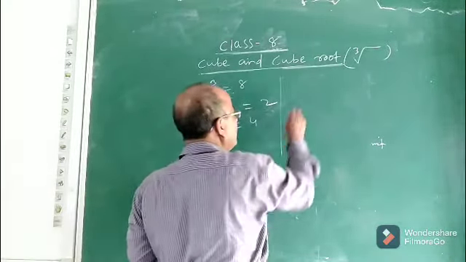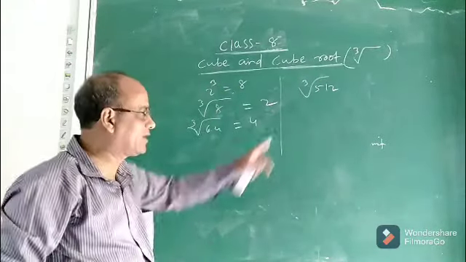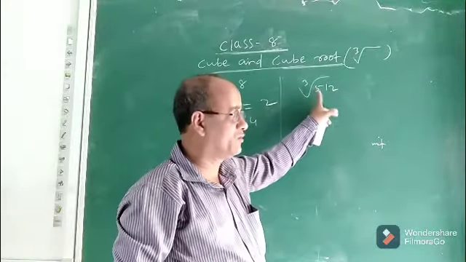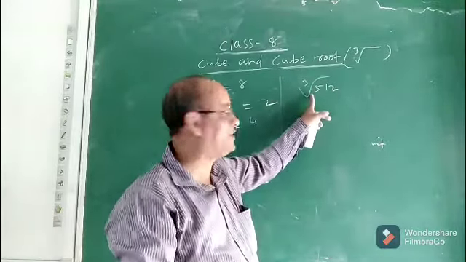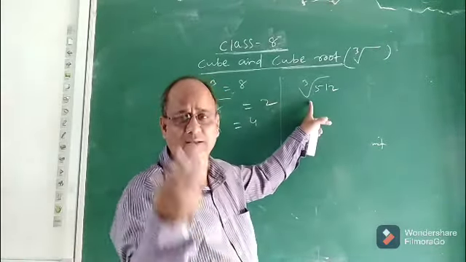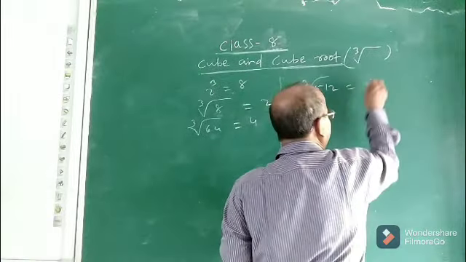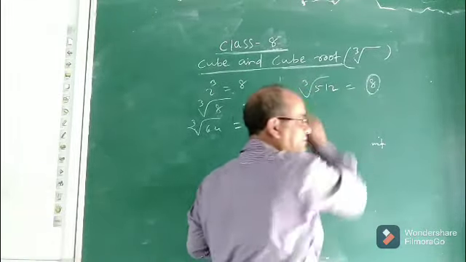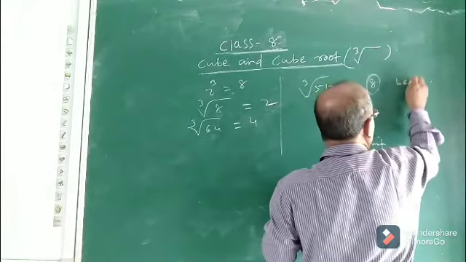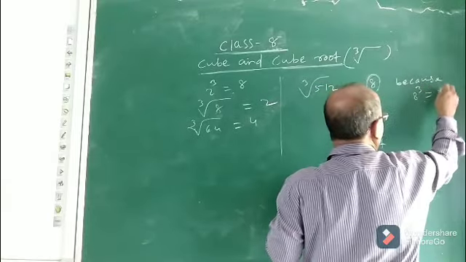Now if I ask you what is the cube root of 512, what does it mean? It means which positive integer has the cube 512? Which positive integer when multiplied 3 times will give you 512? The answer is clearly 8. If you multiply 8 three times, then only you will get 512, because 8 to the power 3, or 8 cube, is 512.